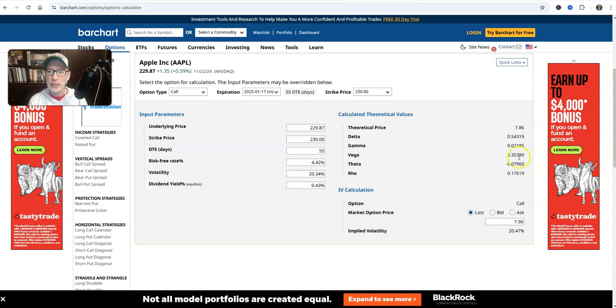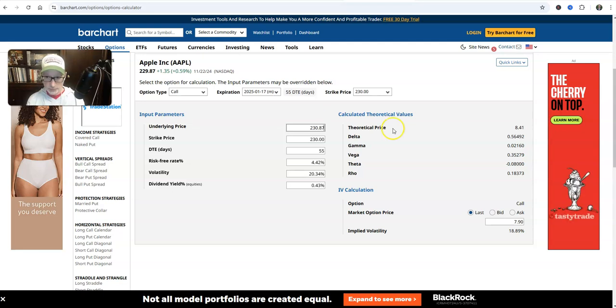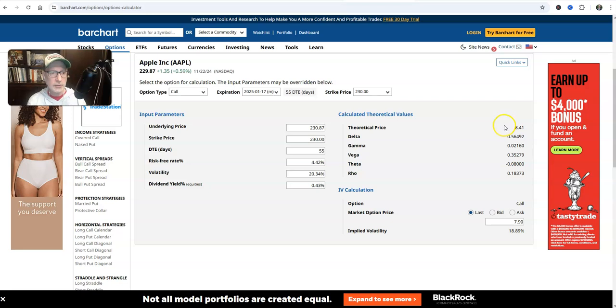Okay, so what's 786 plus 54? Let me get my calculator here real quick. So we're looking at the actual numbers. So $7.86 plus 54 cents is $8.40. So this thing should be worth $8.40 if Apple jumps by $1. So let's bring it up to 230.87. And the option is worth $8.41. So just about what we figured. Okay, so that's how Delta works.